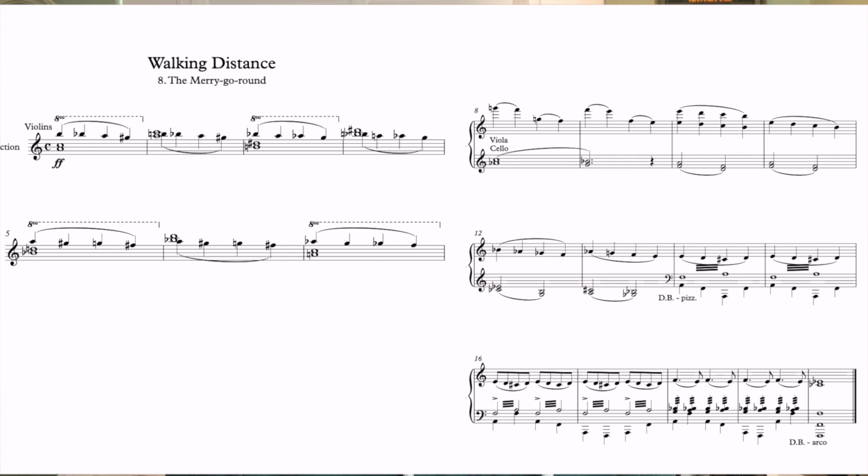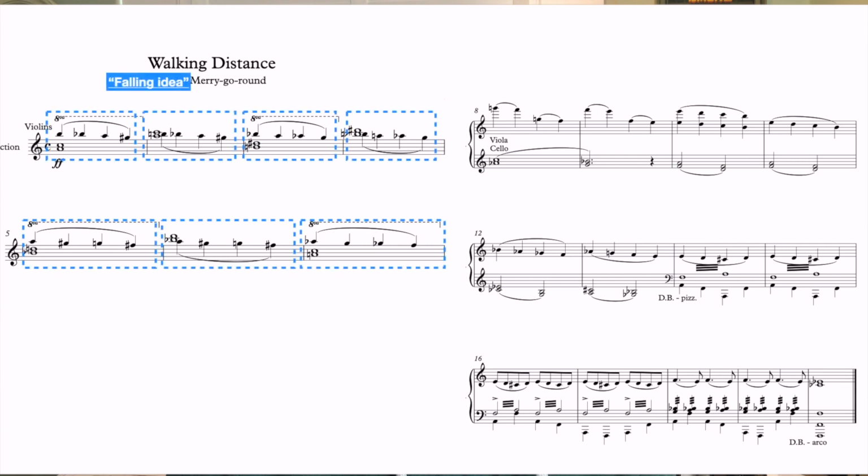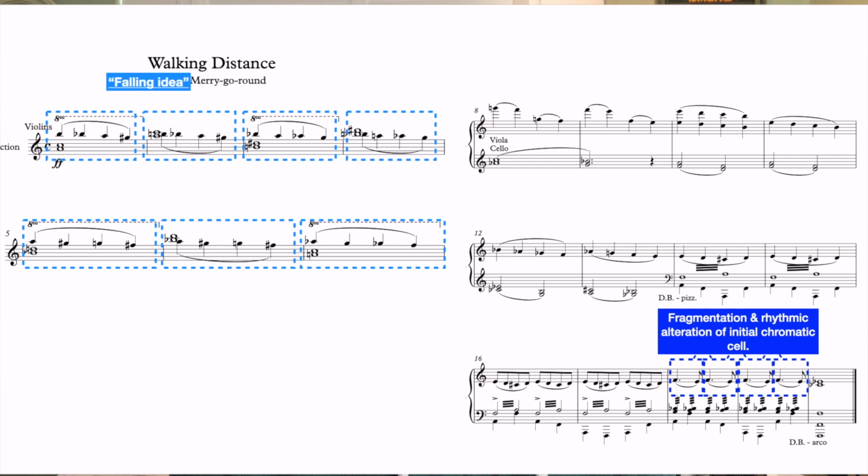Fragmentation is the process of extracting a portion of a melodic idea or motif and focusing on it as an idea in its own right. Herrmann uses fragmentation in 2 places in this cue and is performed on what we will call the falling idea. At the end of the cue, the fragmented cell uses a minor 2nd but is rhythmically altered. Changed from crotchets to a dotted rhythm, it is a declamatory ending to the cue.